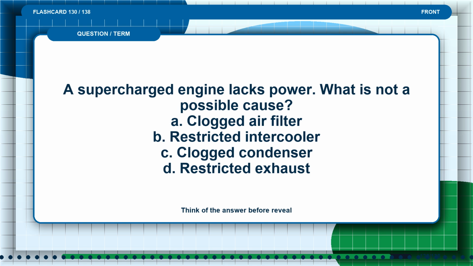Flashcard 130. A supercharged engine lacks power. What is not a possible cause? A. Clogged air filter. B. Restricted intercooler. C. Clogged condenser. D. Restricted exhaust. Pause and think of the answer before the reveal.